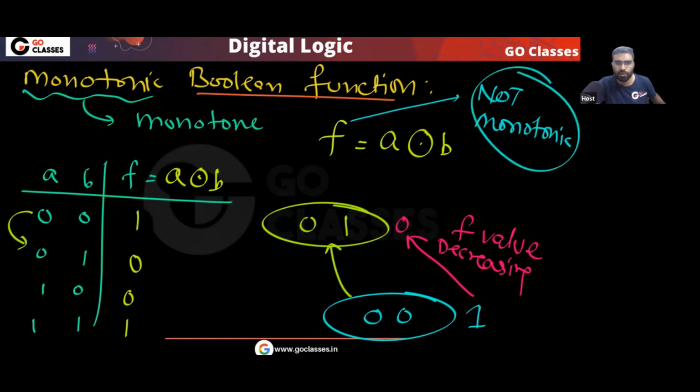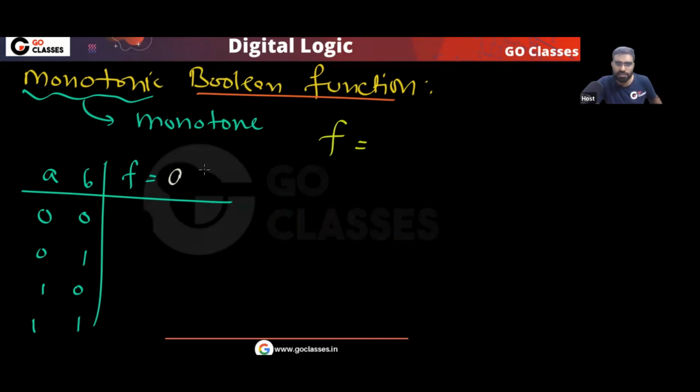Is this idea clear? So far, did you understand everything? How to check if a function is monotonic or not? This is quite easy. You can do it like this. Now, if you want to check any other function, for example, what about NAND?